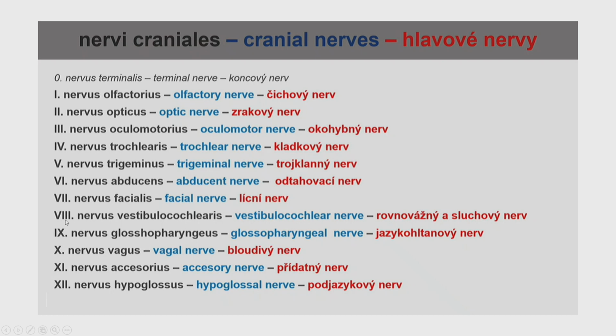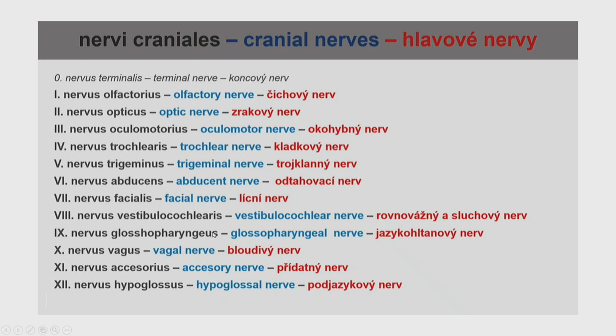Then we have cranial nerve number 8, which is called the vestibulocochlear nerve. It is composed, as a matter of fact, of two nerves: the vestibular nerve for, you know, what? Balance and equilibrium, thank you, and the cochlear nerve, which is responsible for hearing, or the auditory system. So that is cranial nerve number 8.